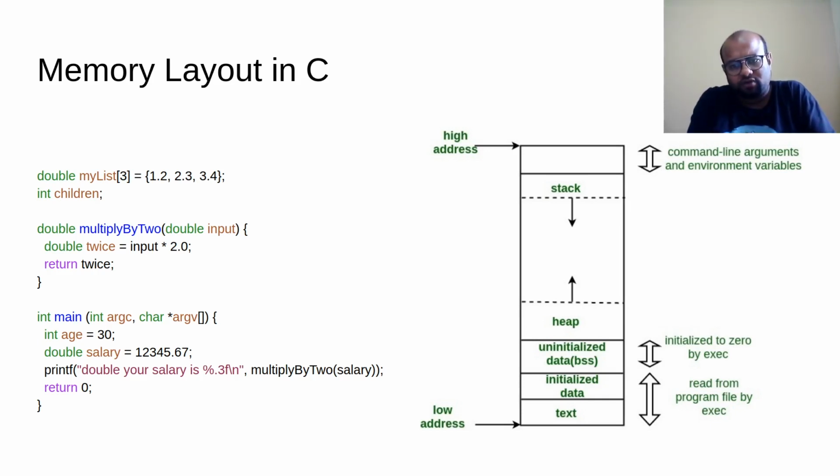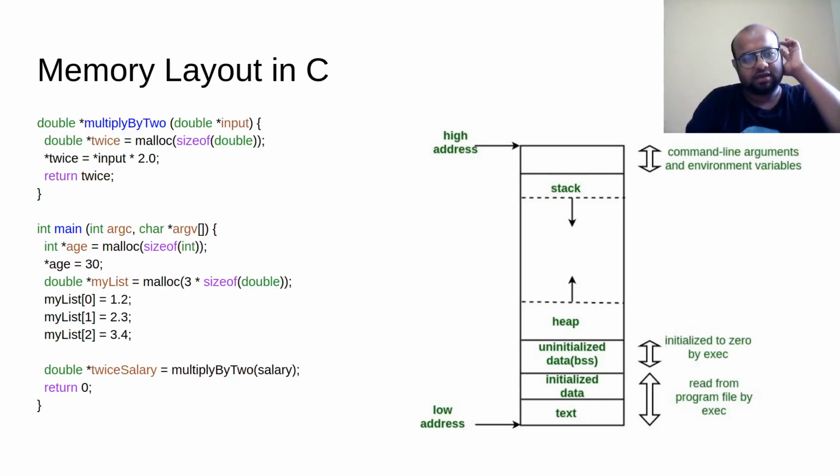What do I do? I use this final memory type that I have. I am going to use the heap. So this is how I use the heap. In main I have this integer age, and I am going to allocate some memory for this integer. I have this list, I have allocated some memory for this list of doubles called mylist. I have allocated some memory in heap using malloc.